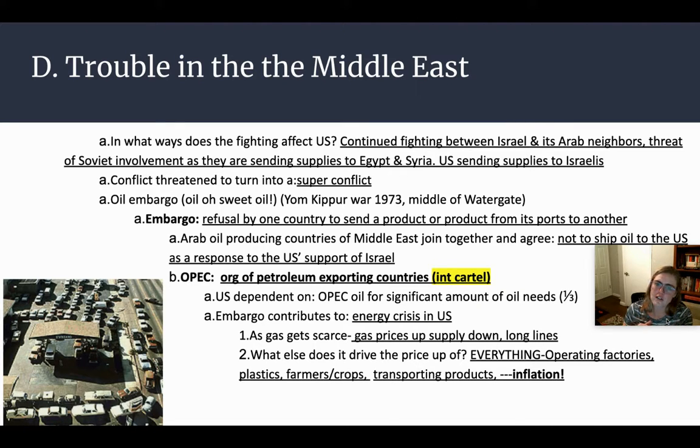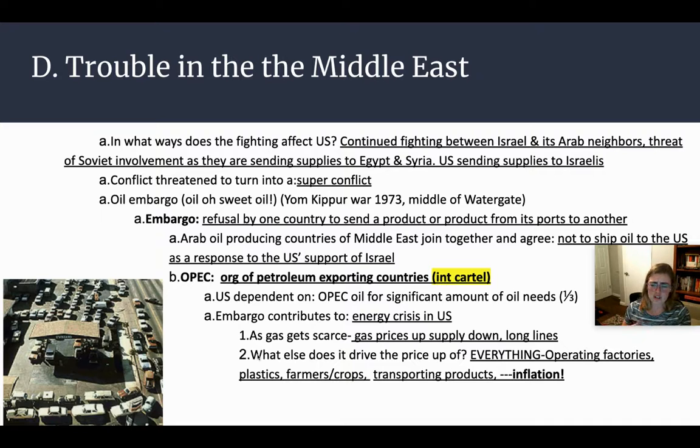So this is going to contribute to an energy crisis in the United States, because oil is used in a whole bunch of things in our day-to-day life. Gas prices are going to go way up as the supply goes down. This is a picture of the chaos of that moment. The other thing is prices on everything are going to go up because you need oil and gas to operate factories. You use it to make plastics. Farmers use it to produce crops and also to transport crops. The transporting of all of our things is going to get more expensive.